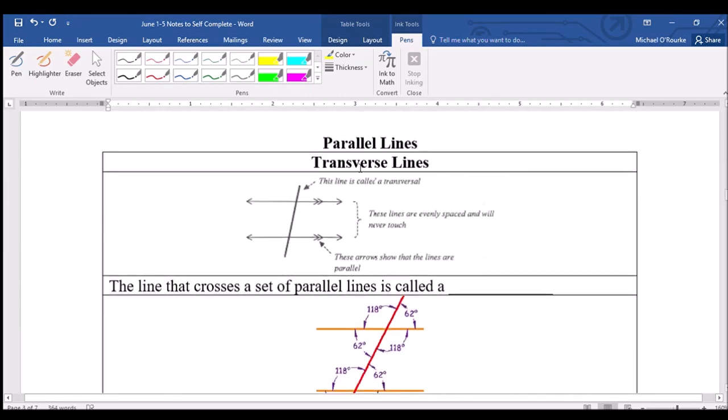So, we're working with parallel lines, which we learned before were two lines that never cross, the same distance apart all the time. Think about railroad tracks. Railroad tracks that weren't parallel would not be very useful because the train would crash.